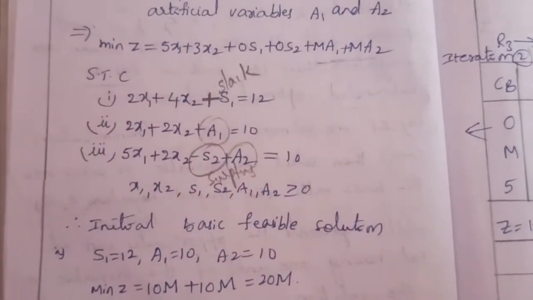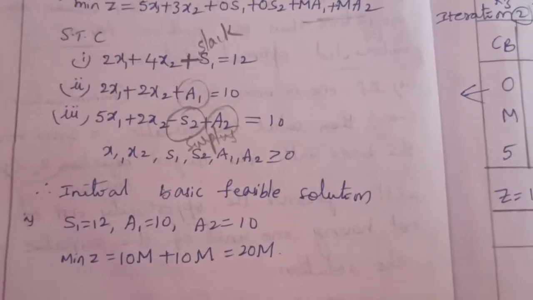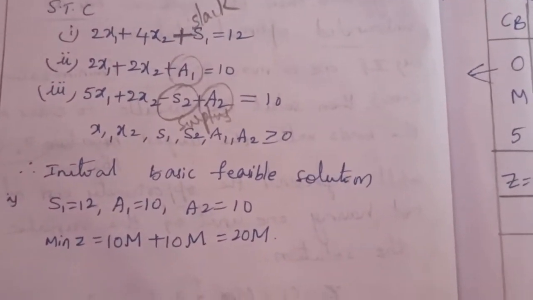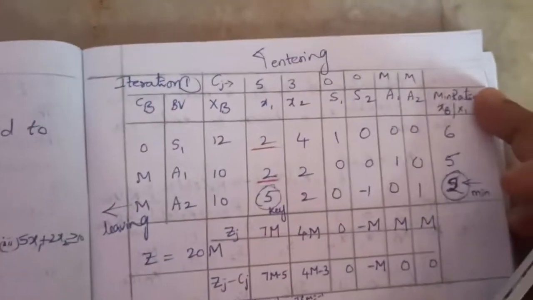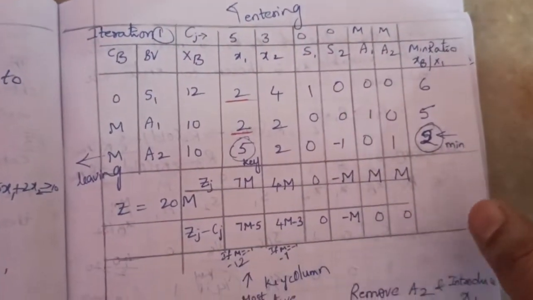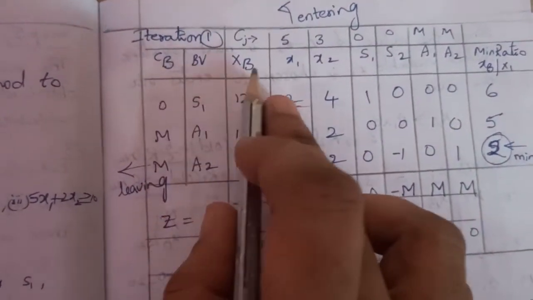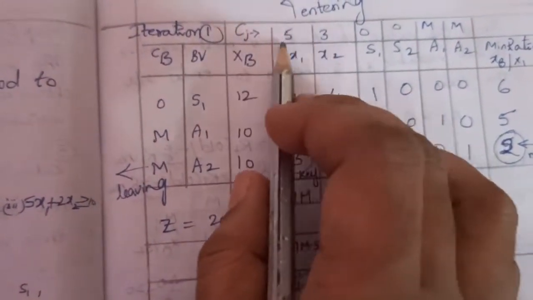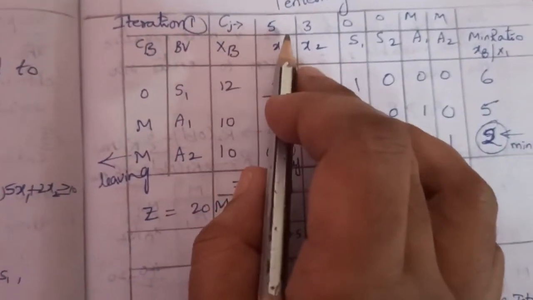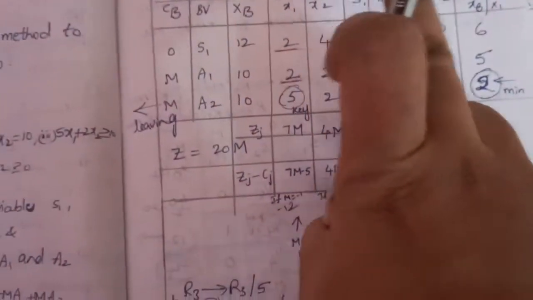So the initial basic feasible solution we have to find here is 20M. Why? Because from the initial basic feasible solution, or else we can take it as iteration 1. So just like previous, CB, BV, XB, X1, X2, S1, S2 all we have to take. And for the Cj values here, 5 and 3, from the min Z I am taking 5300 M.